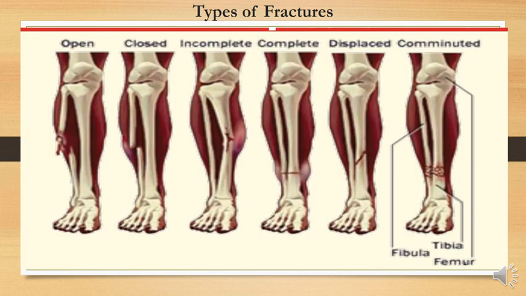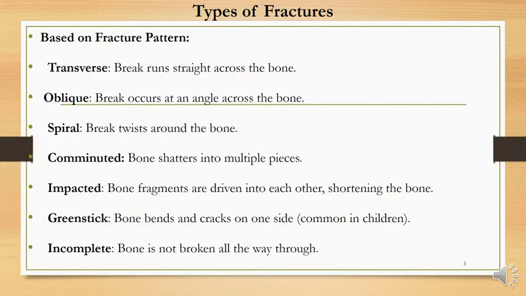Well, this is the open fracture, as you can see, the closed fracture, the incomplete fracture, the complete fracture, the displaced fracture, and the comminuted fracture. Based on fracture pattern, we have the transverse, the oblique, the spiral, the comminuted, the impacted, the greenstick, and the incomplete. So we take them one by one.